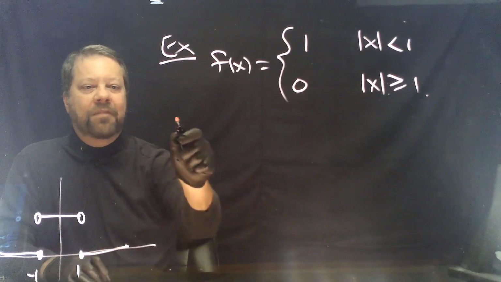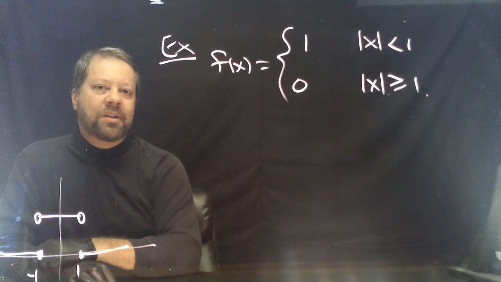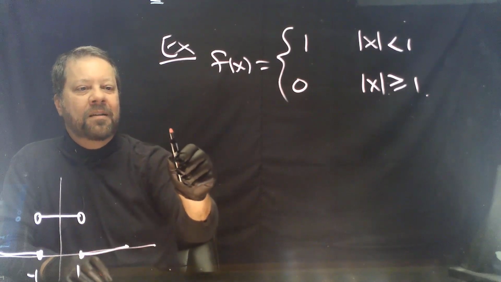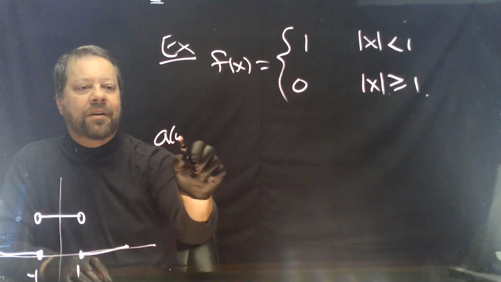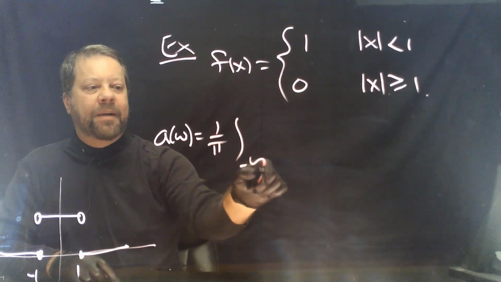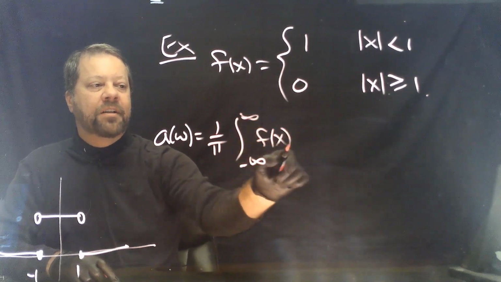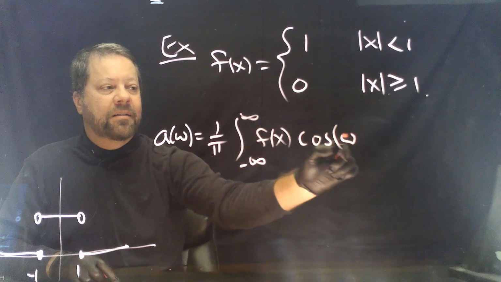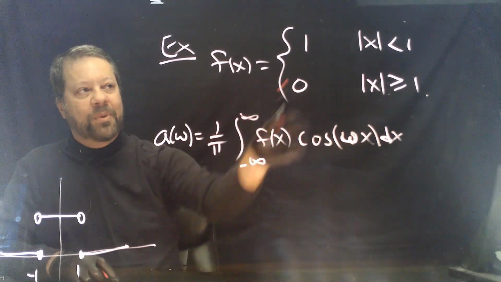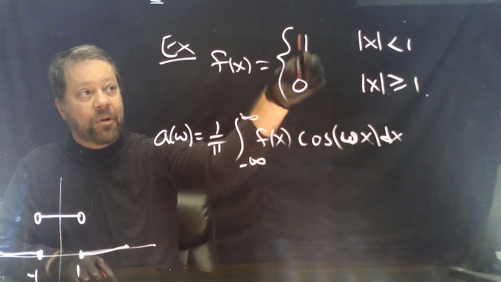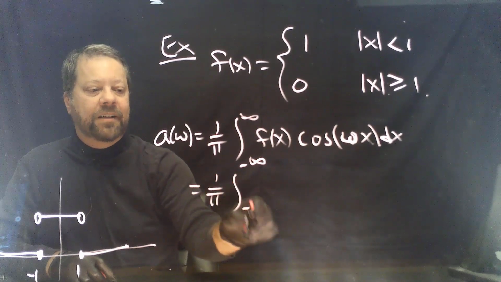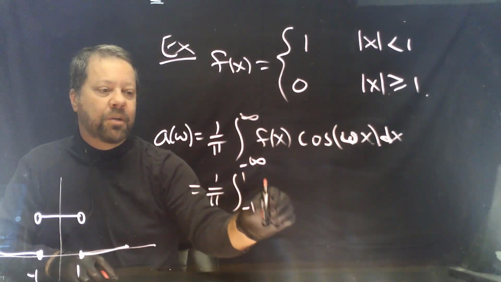And so it fits the hypotheses with only 2 jump discontinuities. It's only piecewise smooth. So now let's figure out what our coefficients are. We'll have 1 over pi, the integral from -infinity to infinity of our function up against cosine omega x. Now between -1 and 1, f will take the value of 1, 0 everywhere else. That has the effect of just limiting the limits of integration to go between -1 and 1.